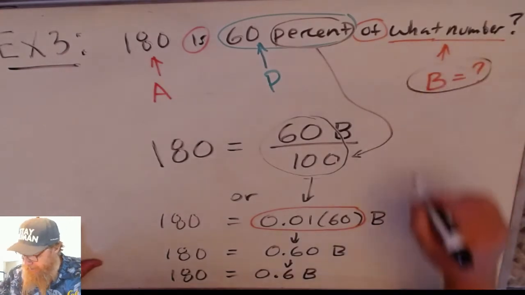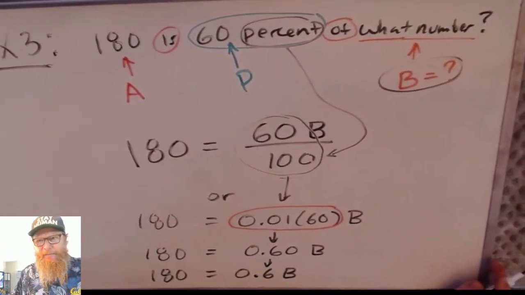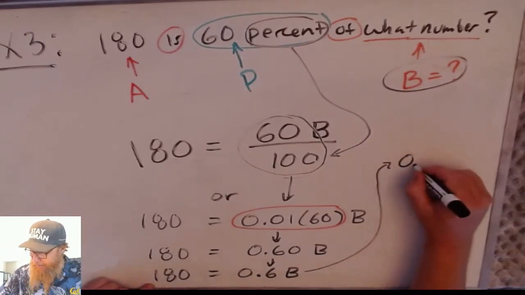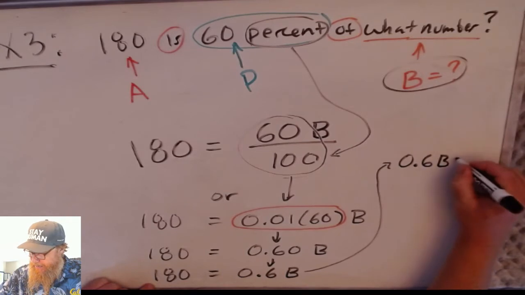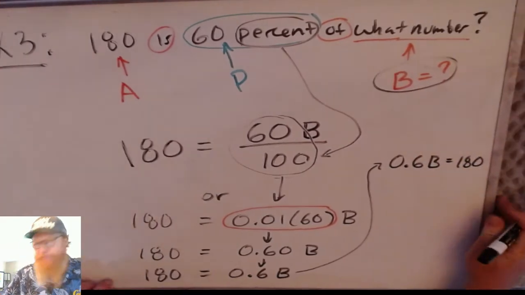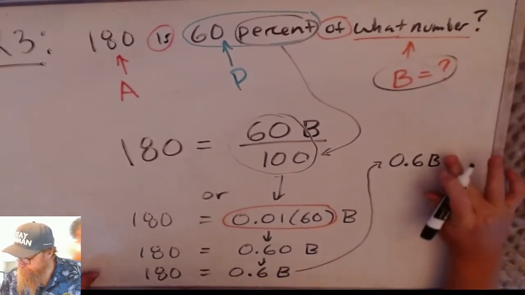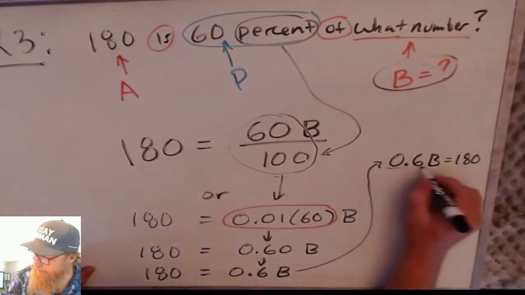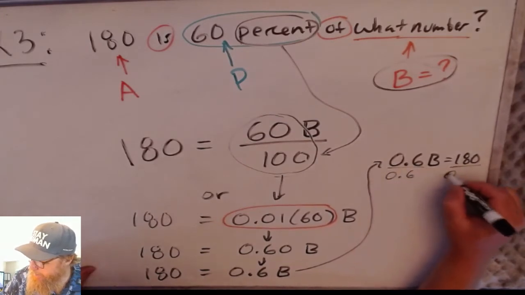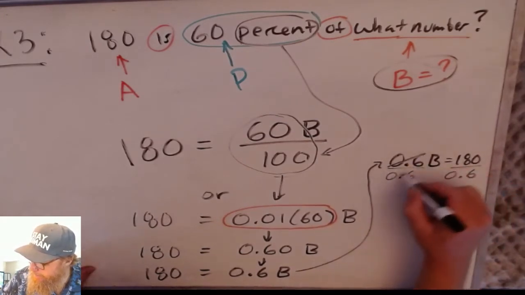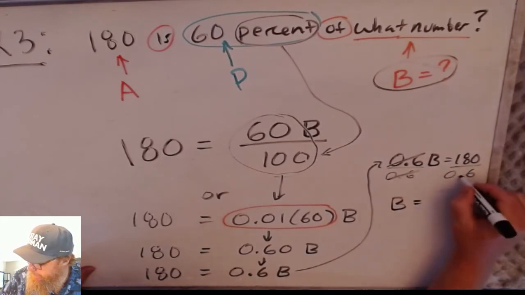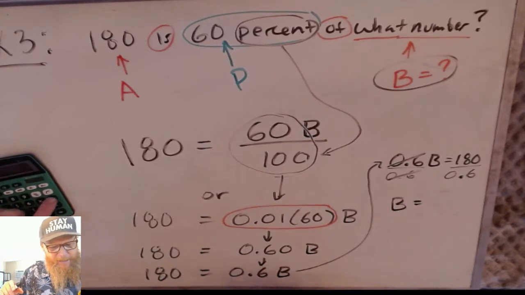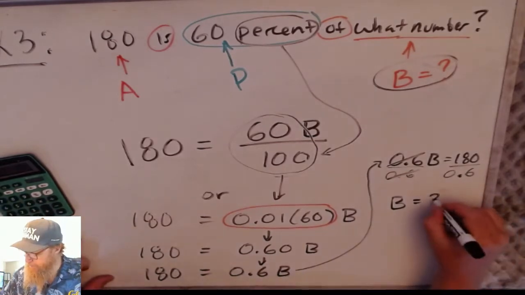Remember, my goal is to find what B is. So I actually like to write it this way. 0.6B equals 180. Like that. And then I'm going to divide both sides by 0.6. All right. And again, there's no shame in using the calculator. And get 300.